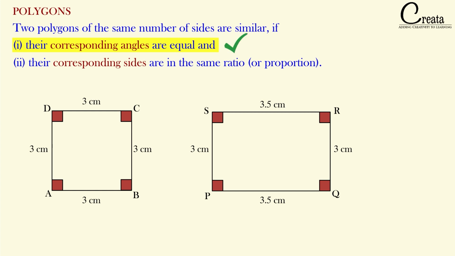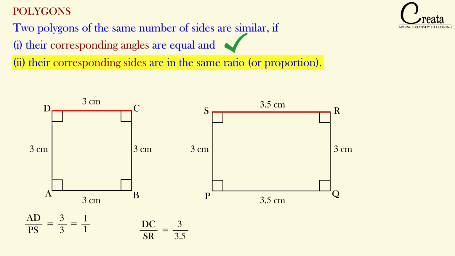Very nice. Let's move to the second criteria, the corresponding sides. AD is corresponding to PS, so the ratio of AD upon PS is 3 upon 3, which is basically 1 by 1, that is 1. Let's move further. DC upon SR, 3 upon 3.5. No, it is not 1. So this ratio is not matching. The corresponding sides are not matching. So our second criteria has failed.